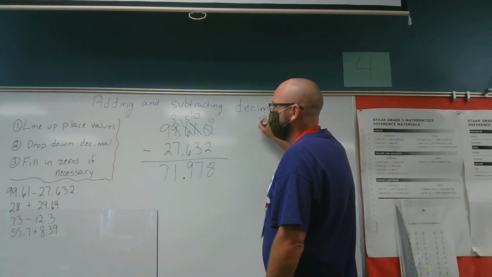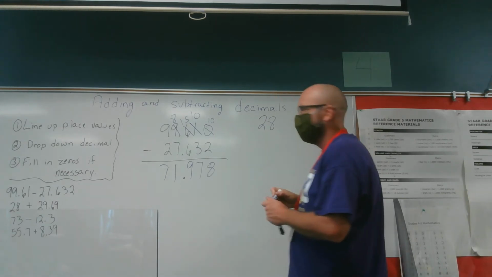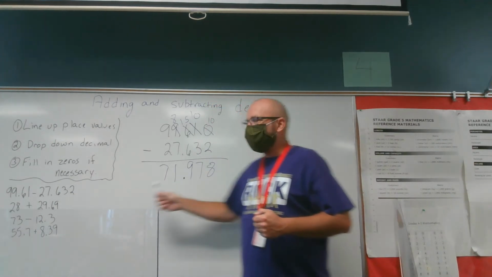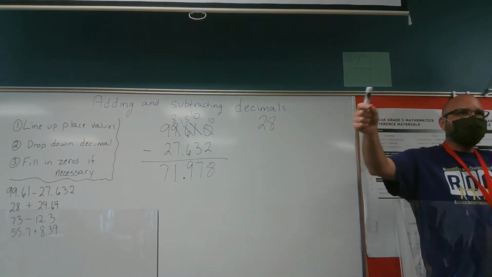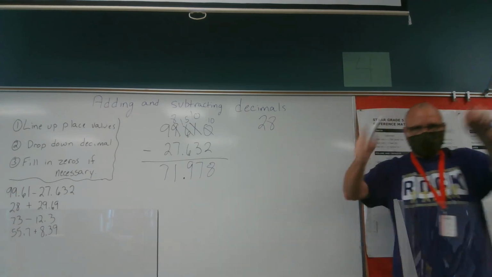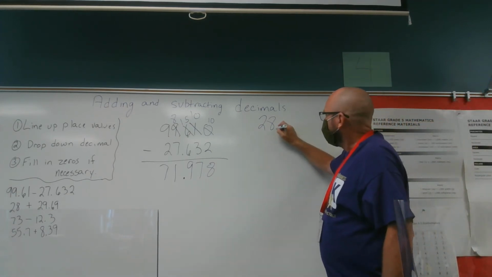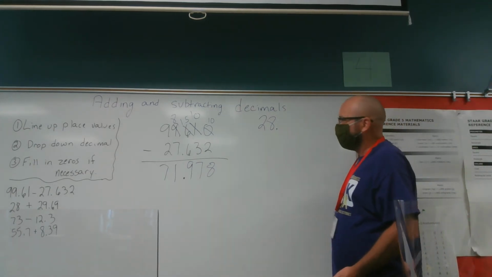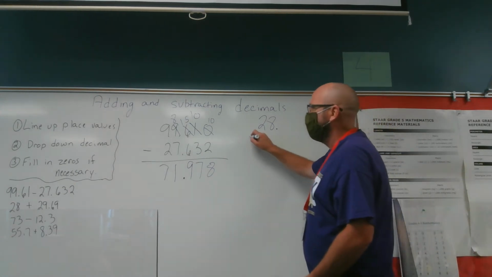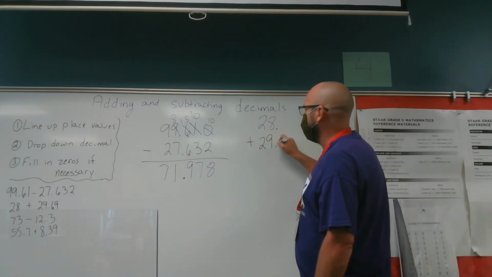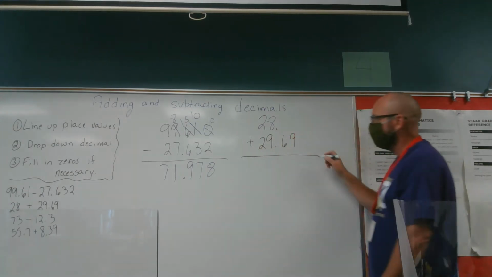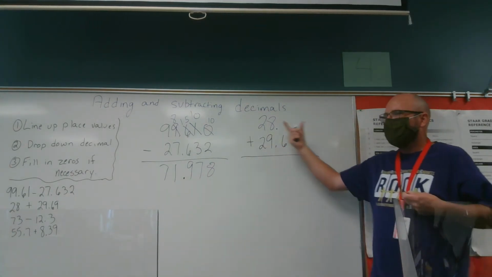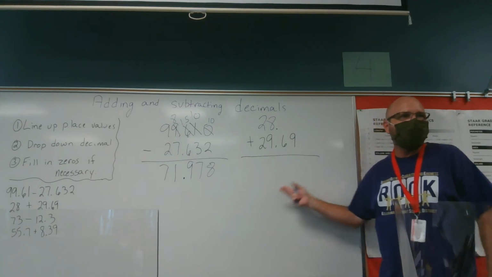Let's look at the second one. 28. Oh, wait a minute. We got to line up our place values. This one has a decimal, but this number doesn't have a decimal. What digit's in the ones place? Good, the 8. Our decimal point always goes behind the 8. Decimal point always goes behind the 8. We're going to add 29 and 69 hundredths. This is addition. If I were to estimate, that's close to 30, that's close to 30. 30 plus 30 is 60, so my answer needs to be somewhere near 60.